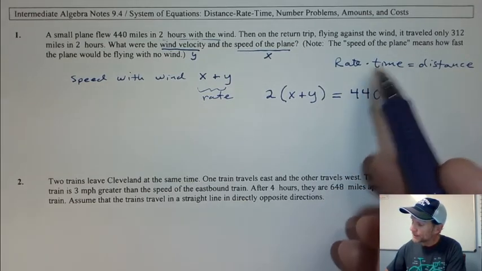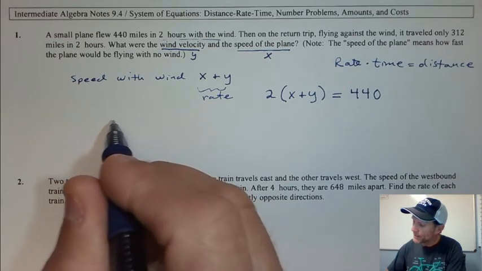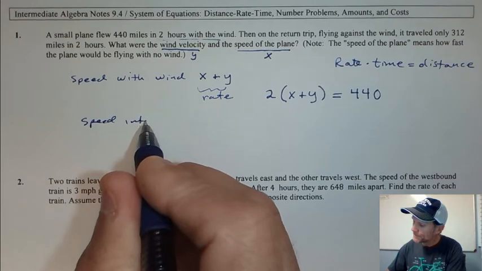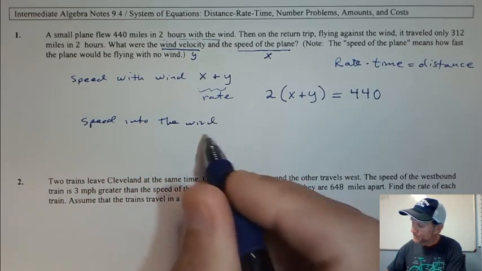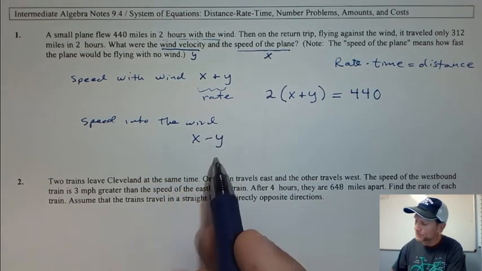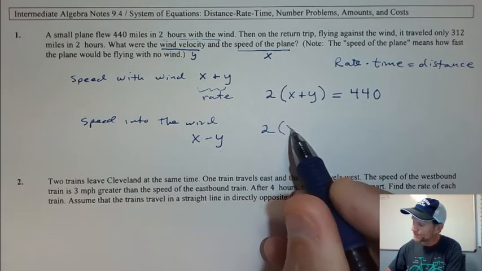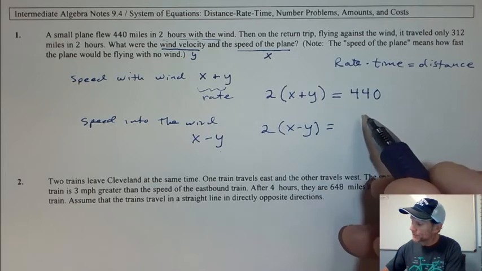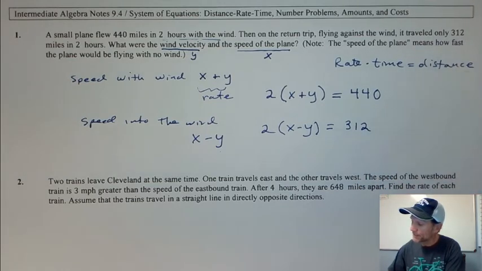Now, in the return trip it's flying into the wind, so the speed into the wind is x minus y, because the wind speed is putting some drag on it. So it's also traveling for 2 hours. And this time it's only going 312 miles. We can find that all from this statement up here.